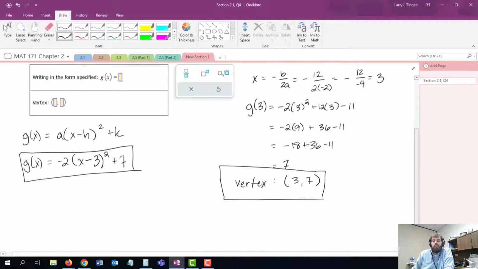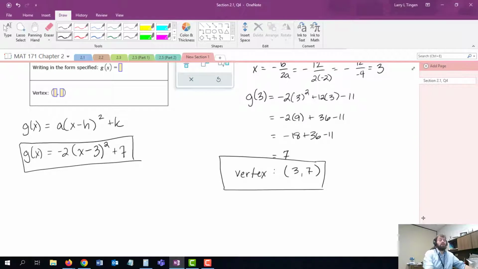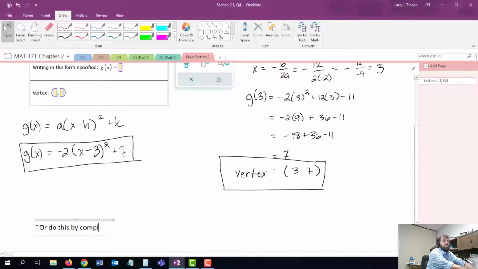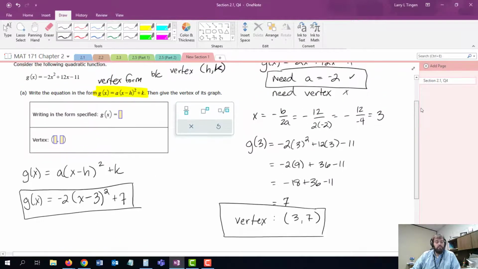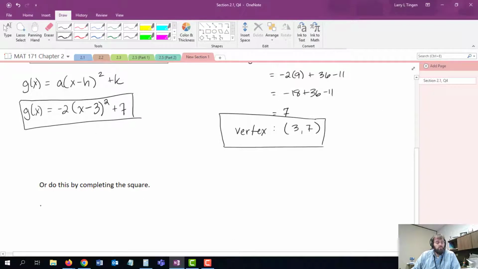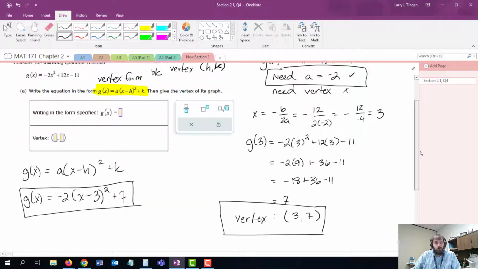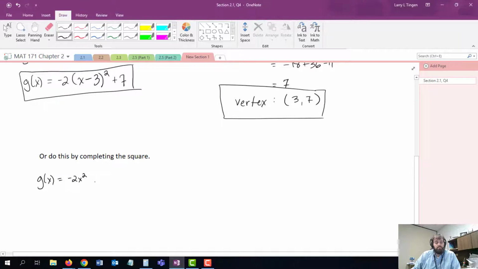The other way you can do it is by completing the square. All right, so let's get our original function again. Negative 2x squared plus 12x minus 11.